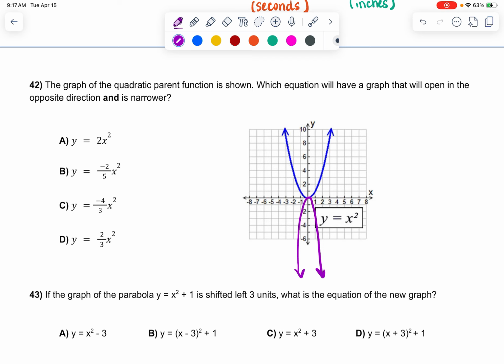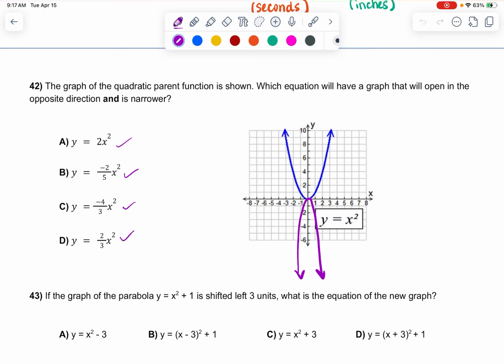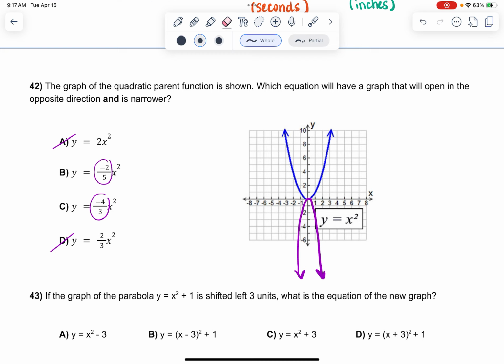Now, if you want to, you could totally put all of this into Desmos one at a time and see which one does that. I'm hoping, though, that you guys see how we should be able to eliminate two answer choices right away. What's the only way a graph can open down? That means it has to have a negative a value. And it looks like B and C are the only ones that have negative a values. A and D are positive still, so they would still open up. So it can't be A or D. By process of elimination, we can just get rid of half of the answer choices right away. So that takes care of the opening in the opposite direction part.